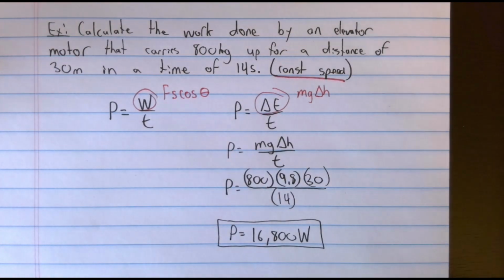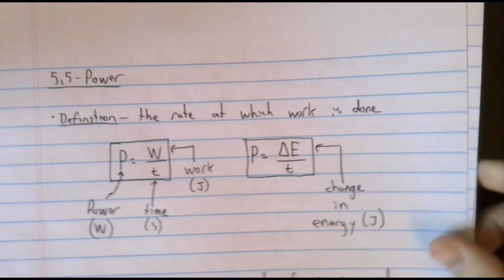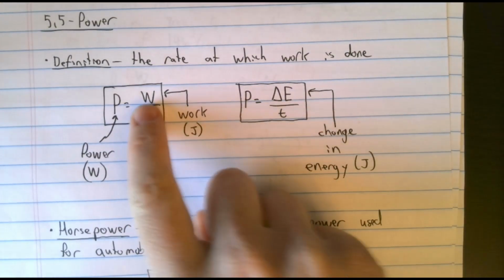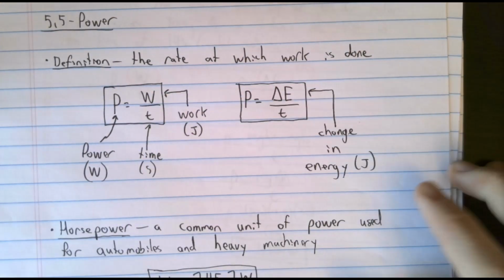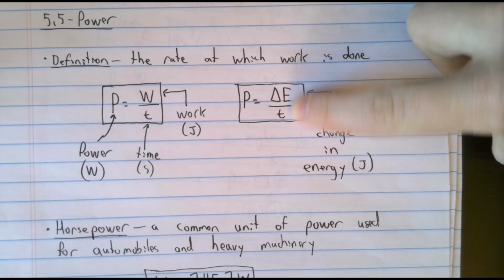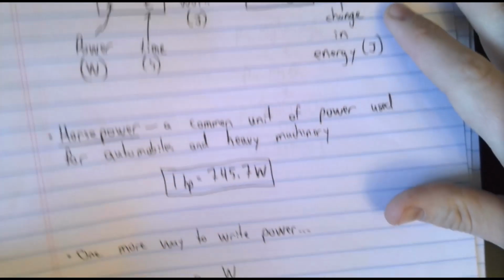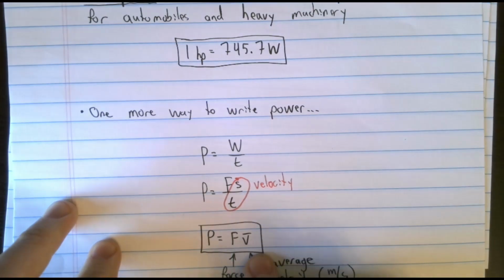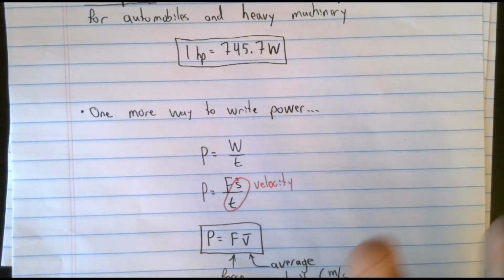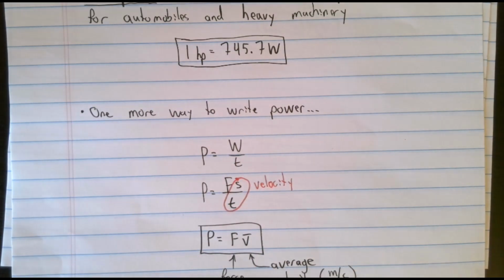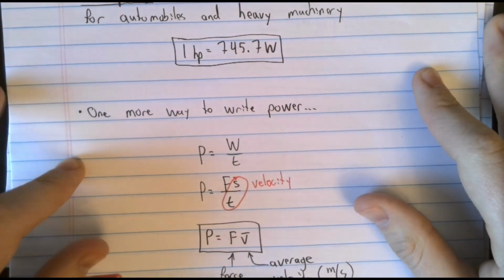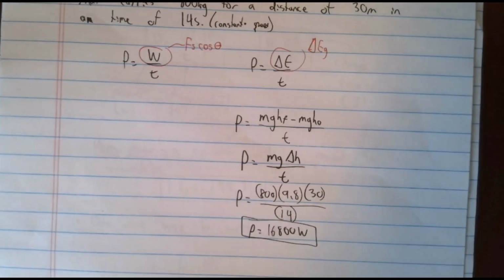So there's two examples on power, two different equations basically. We have the work over time equation, which is also technically change in energy over time, and we have the force times average velocity equation. These three equations can be found from one another, so really they're the same thing. There's just some convenience in writing them in different ways.